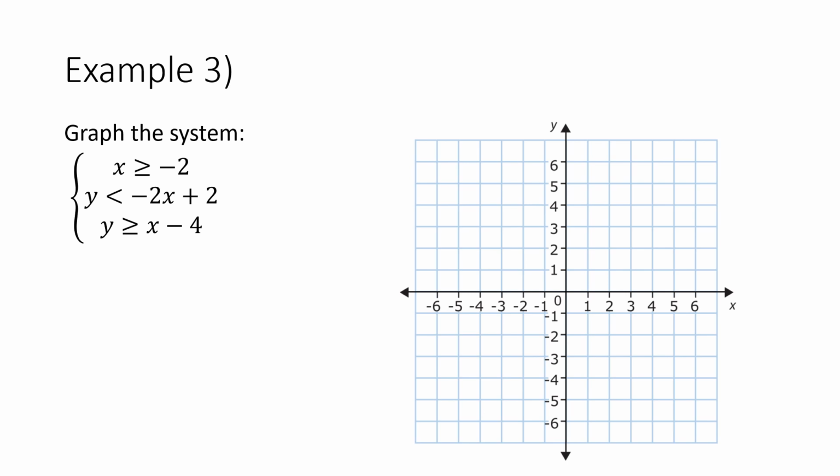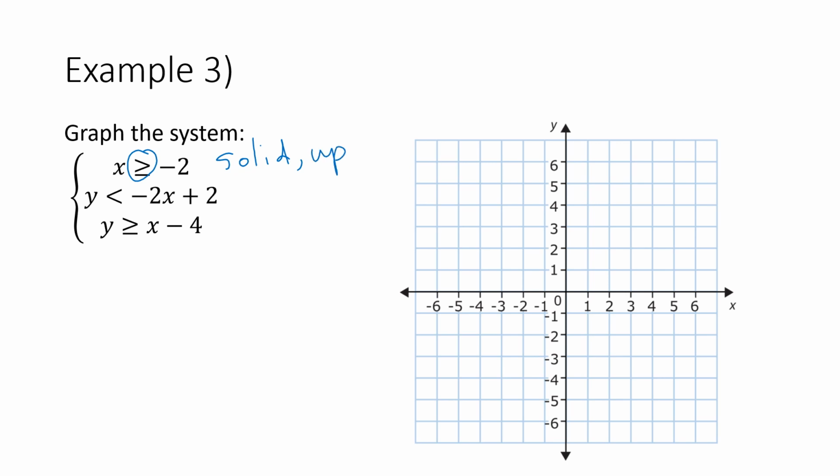Let's try one last example. This one's a little tricky because we have 3 inequalities. So that first inequality, we have x is greater than or equal to -2. The symbol greater than or equal to means that we're going to include all of the points on the line. So we'll need a solid line, and greater than means that we will shade up.